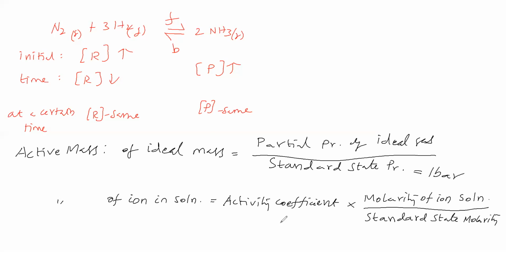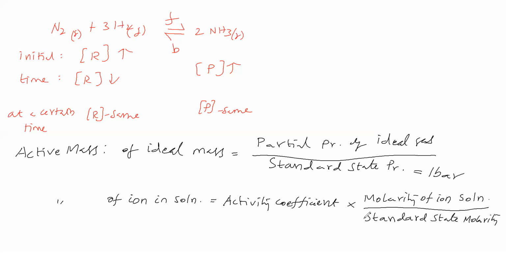This activity coefficient is a constant term. It is a proportionality constant. Okay. So active mass of ion in solution is equal to activity coefficient into molarity of ion in solution by standard state molarity. Like that we can say.